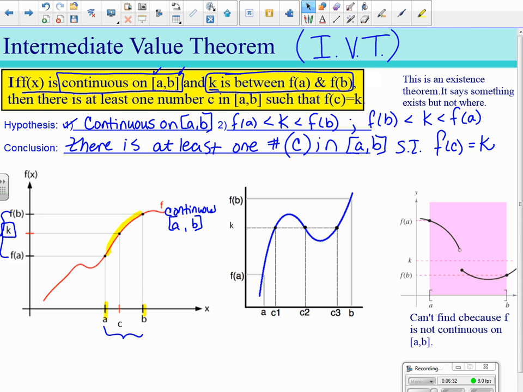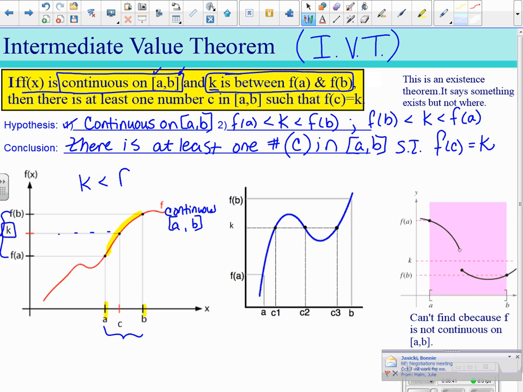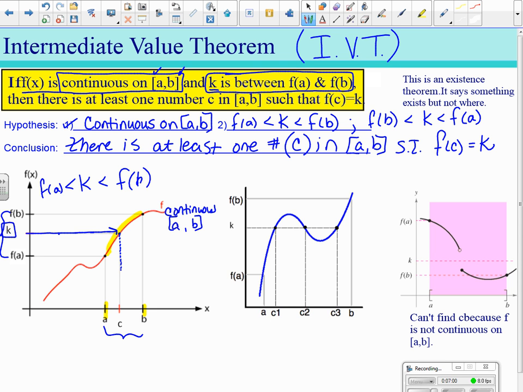And now I note that I have this k value that falls in the range between f of a and f of b. In fact, it appears that k is smaller than f of b and larger than f of a based on our diagram here. So what this theorem is suggesting is that if there is this k value that sits between them, then I should be able to find a corresponding c value for x that resides between a and b. It's almost like it guarantees it, isn't it?